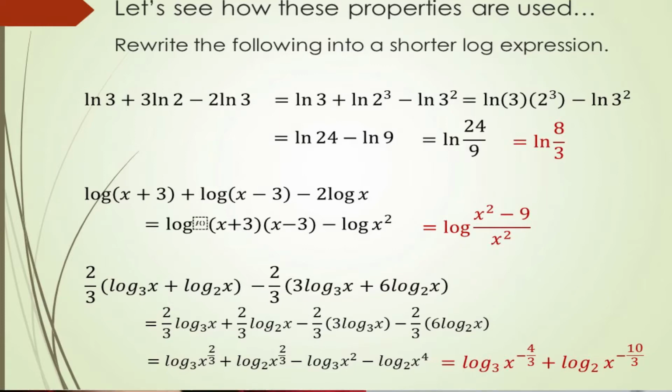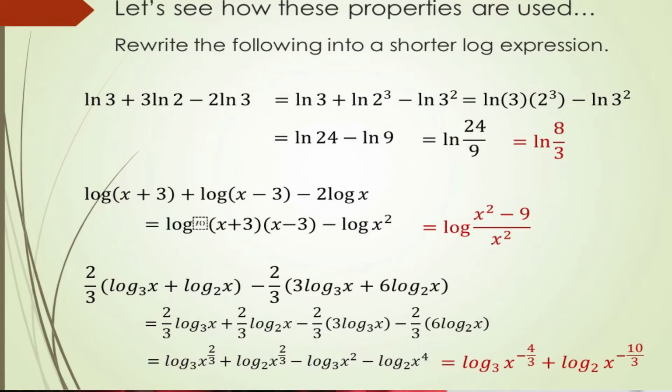So we need to multiply 3 and 2 raised to 3 by applying the first property of logarithm. When it's addition, we need to multiply. Minus ln 3 raised to 2. Now, the given is subtraction. So when it's subtraction, the counterpart of that is division. So what will happen? It will become ln of 24 minus ln of 9.